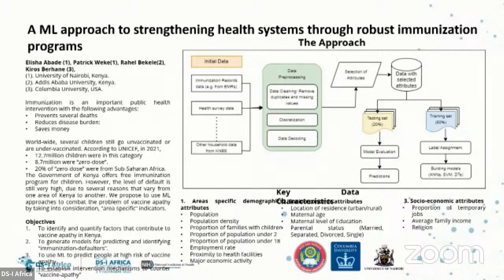The approach will be to pre-process this data. First of all, we look at the records that have duplicates or missing values and handle them accordingly, perform discretization, and also decode the data. Then we envisage that this data is going to be coming from a number of sources, so many different attributes. So we'll select appropriate attributes and then apply machine learning algorithms, with a selection on the 80/20 basis for training and testing, then apply label assignment to this data, and then build the various models, among them, of course, support vector machines, decision trees, and so on and so forth.